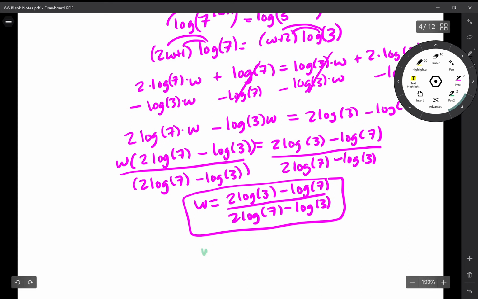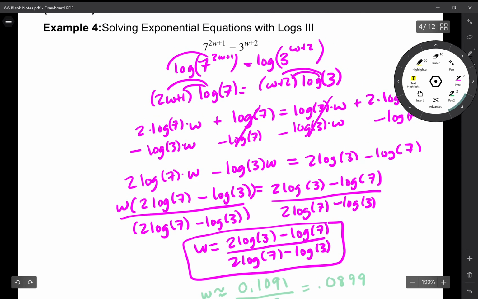What is w about equal to? Let's use our calculators to find out. So 2 log 3 minus log 7. For the numerator, I get 0.1091. For the denominator, I get 2 log 7 minus log 3, and that gives me 1.213. I'm going to divide those. 0.1091 divided by 1.213 gives me about 0.0899.